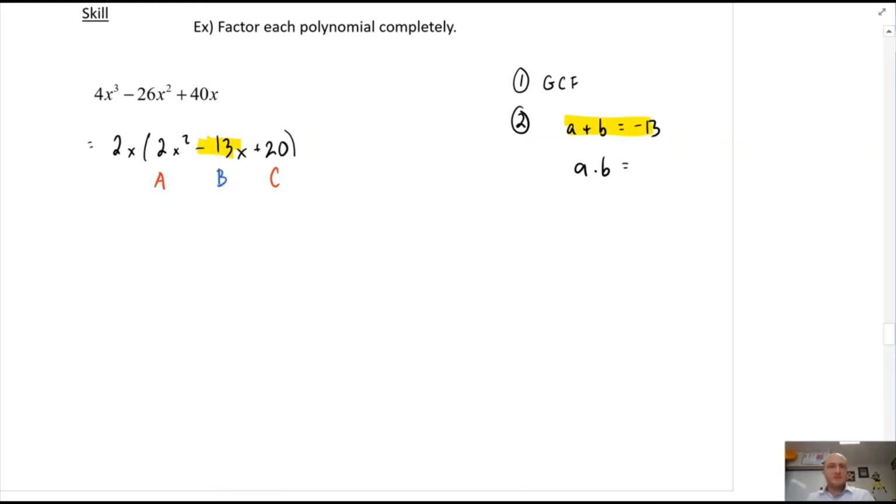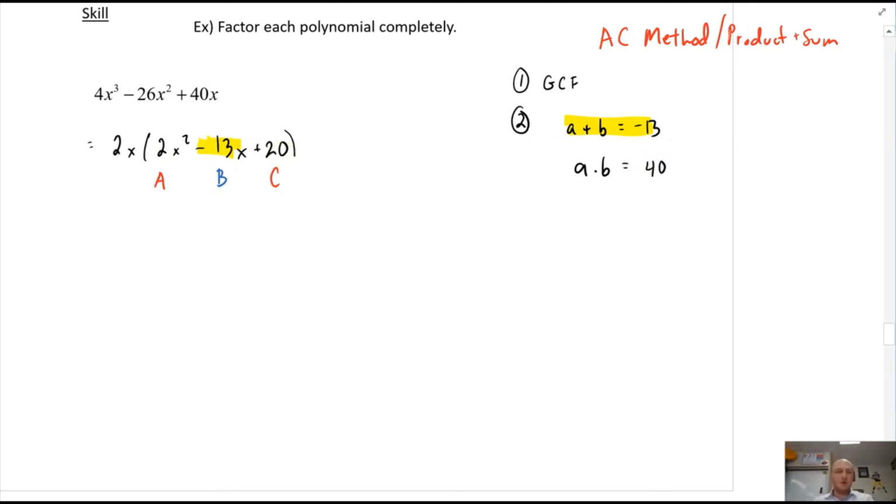So sometimes this is referred to as the AC method, the product sum AC method, or the product and sum method. Okay, so it's called the AC method. It gets that name because you have to multiply your A and your C. So I'm going to take my leading coefficient, A times C, and that is 40.